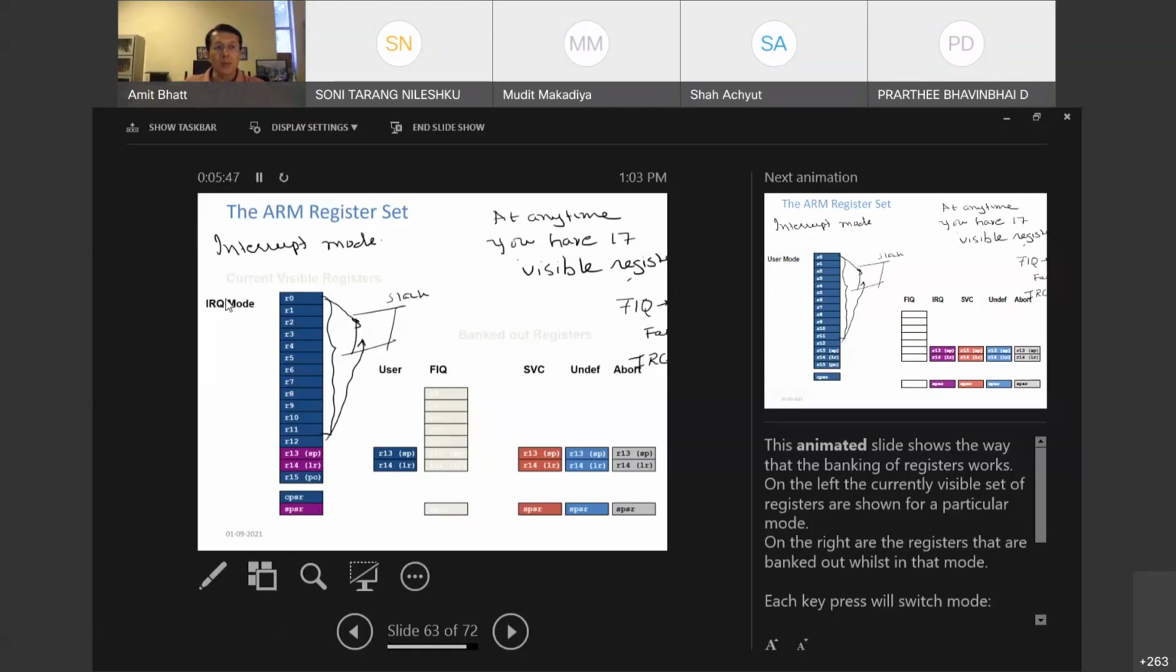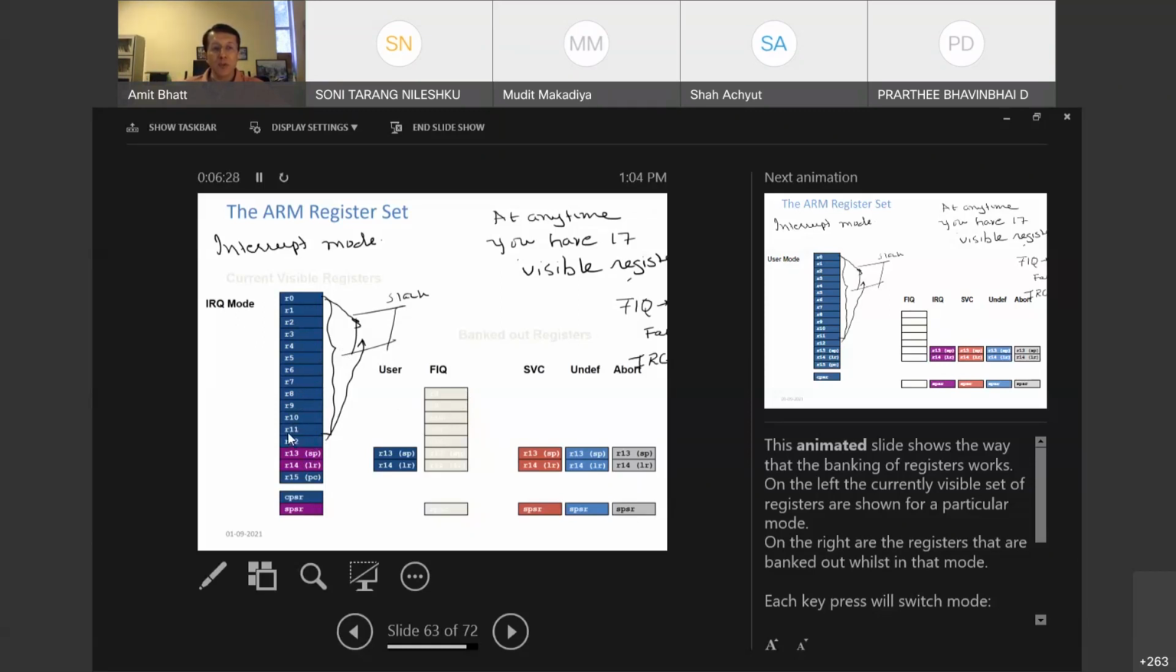Now, as you see, this normal interrupt mode has 3 registers of its own, that is R13, R14, and SPSR. Most of the interrupt modes have that, except FIQ. FIQ is known as the VIP interrupt, and it has to be executed faster. So what is good in FIQ? When the FIQ interrupt comes, it says, I have not only these R13, R14, and SPSR of my own, but I also have R8, R9, R10, R11, and R12 of my own.